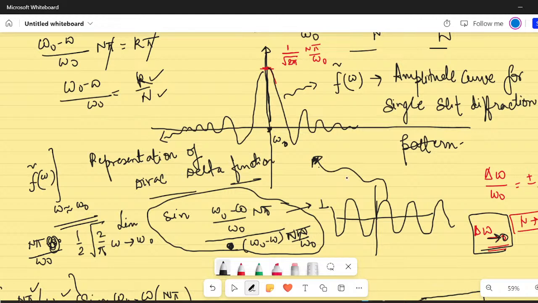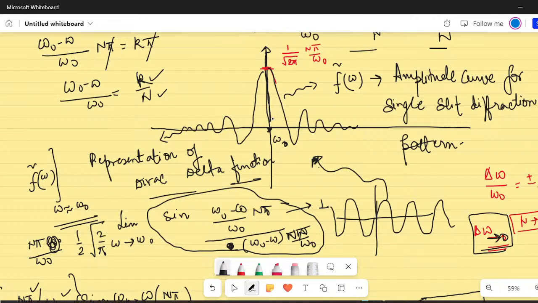So if someone asks, how do you think your Fourier transform of a finite wave train would behave? Your answer should be that it will resemble the amplitude curve of a single slit diffraction pattern, or it may also be represented as a Dirac delta function in the limiting case. If you remember, I have done it for you. Because exactly at omega equals omega naught, this will not be defined.